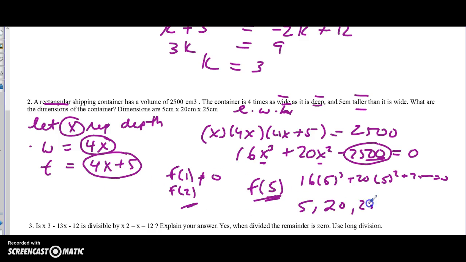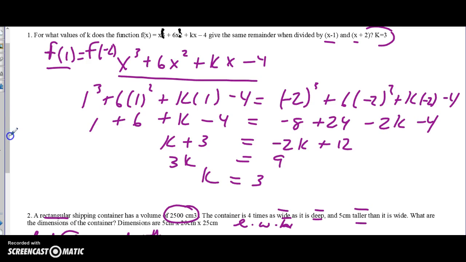And then add 5 more to that. And then just to be careful, 5 times 20 is 100 times 25 is 2,500. And that's the answer that I had in the first place. Okay, so just check that out there. That's your classic width, depth, height scenario.